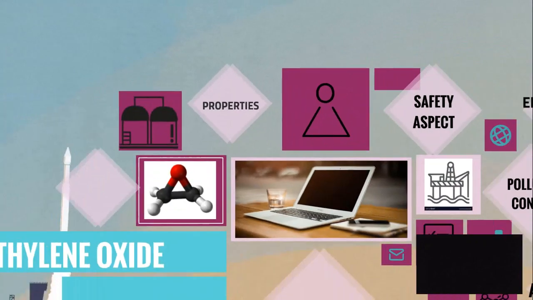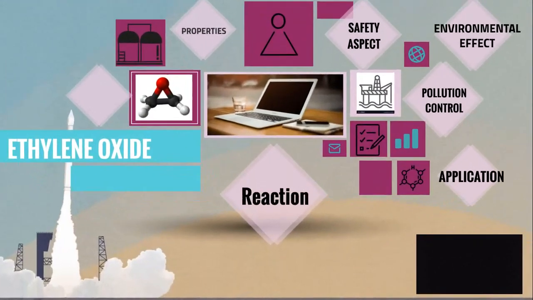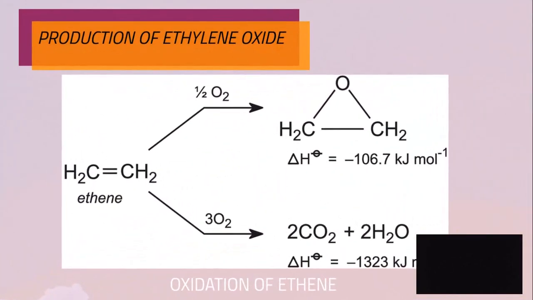Next, I would like to move on to the production of ethylene oxide. Ethylene oxide is produced by the oxidation of ethylene, yielding carbon dioxide and water in a side reaction. The oxidizing agent used is either pure oxygen or air.